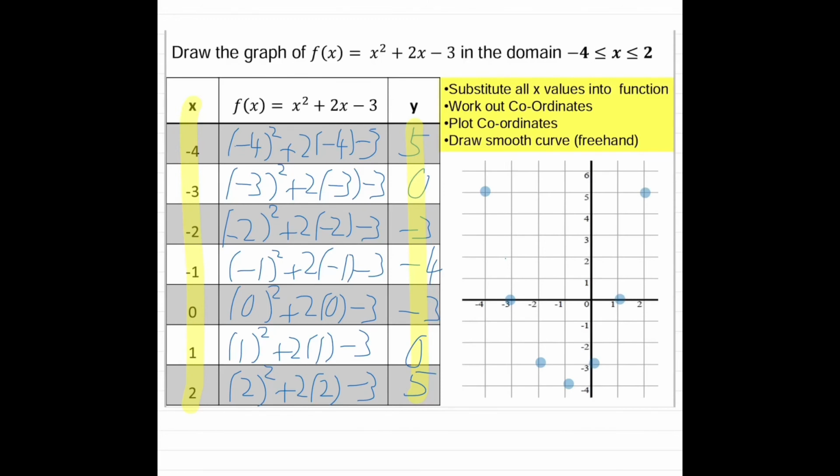Now, let's join these up. Remember, smooth curve, and you're doing it freehand. And there we go.